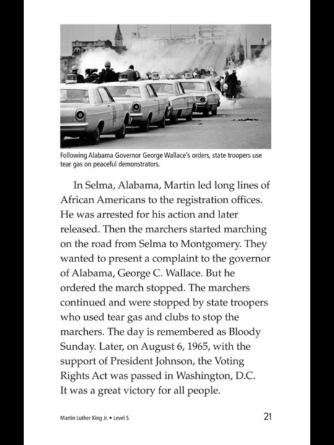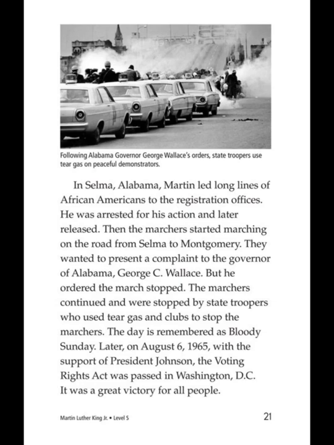Then the marchers started marching on the road from Selma to Montgomery. They wanted to present a complaint to the governor of Alabama, George C. Wallace, but he ordered the march stopped. The marches were stopped by state troopers who used tear gas and clubs. The day is remembered as Bloody Sunday.